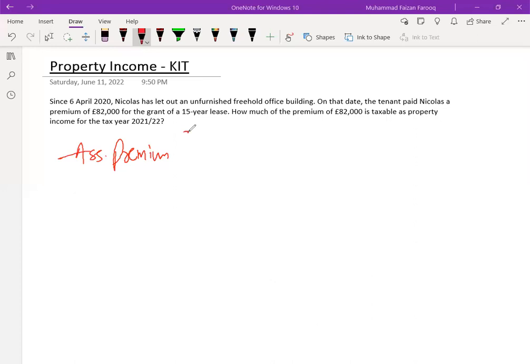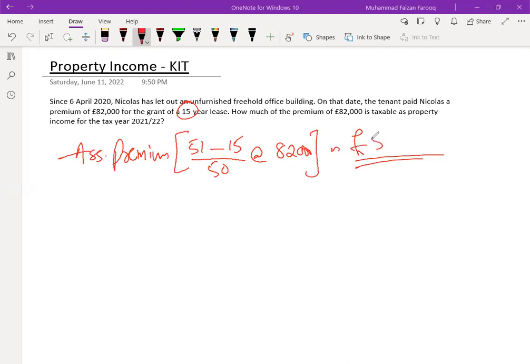Yes. Assessable premium is 51 minus duration of lease divided by 50, into D for duration, into premium amount, which is 82,000. Answer is 59,040. This is the first question of your revision kit. Any questions? No questions. Okay.